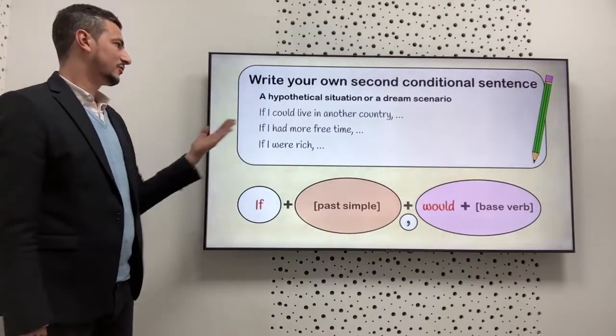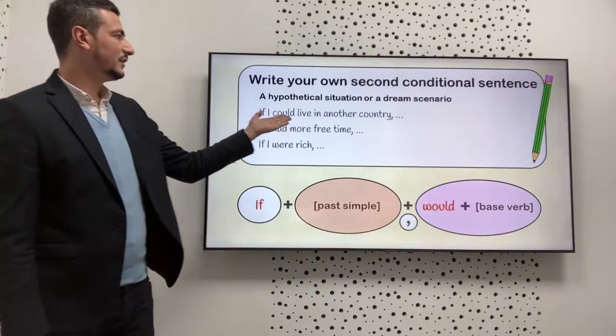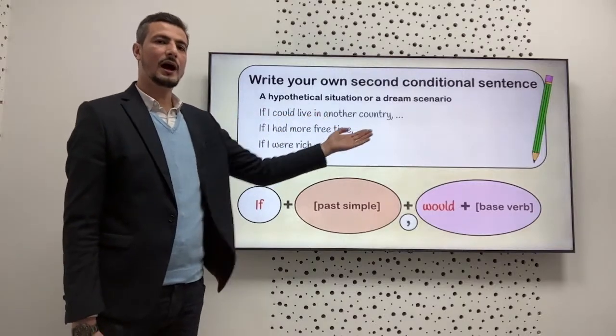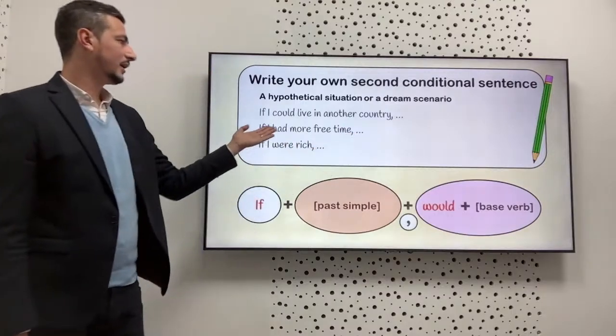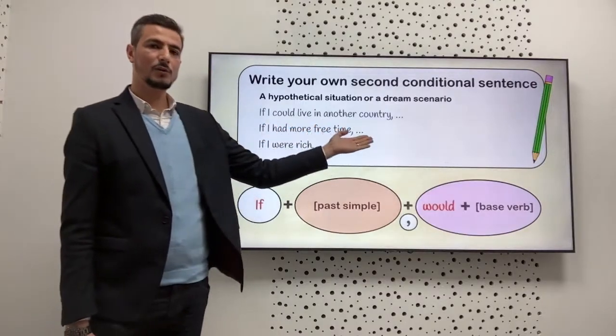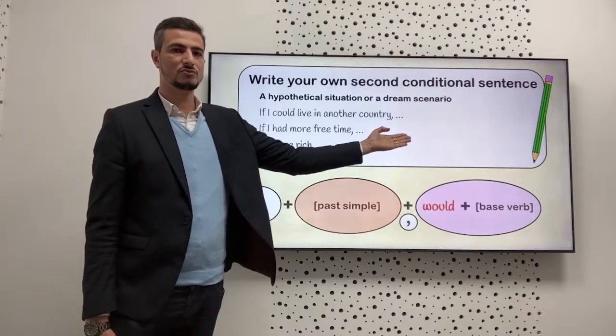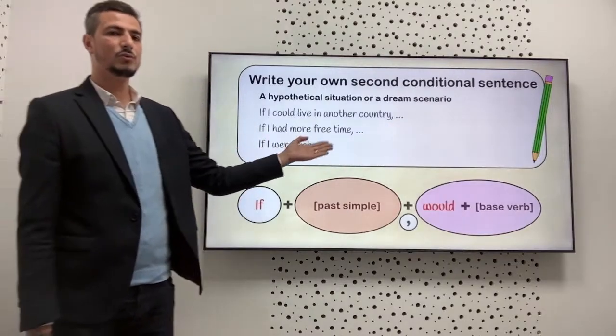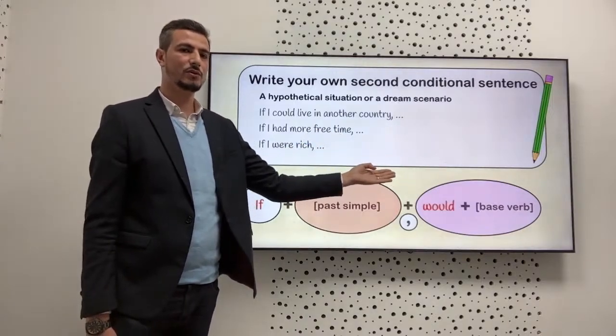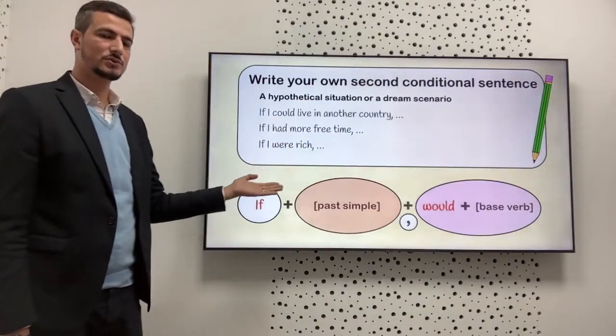Okay, let me start. For example, if I could live in another country, I would live in Sweden. If I had more free time, I would practice more judo. If I were rich, I would help poor people. So these are just examples.